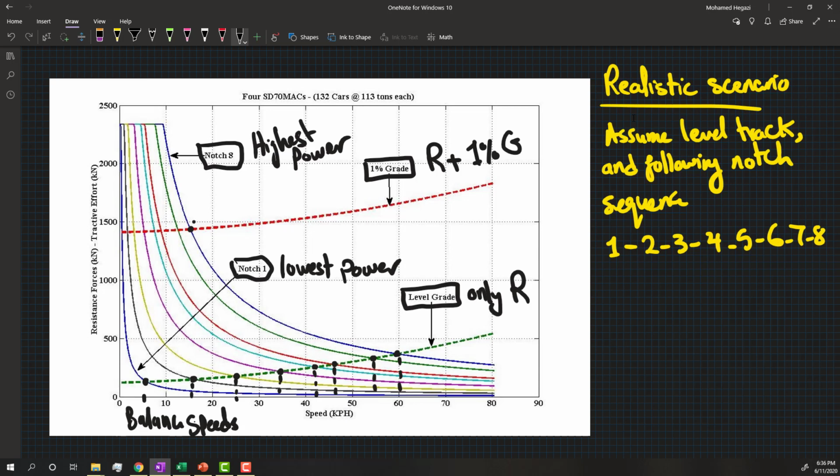Now, what happens once you hit that 1% grade? Your balance speed suddenly drops to somewhere between 10 and 20 miles an hour. And these are realistic numbers, and that is meant to give us an understanding of the impact of grade and how tractive effort and resistive forces play out as the train is moving.